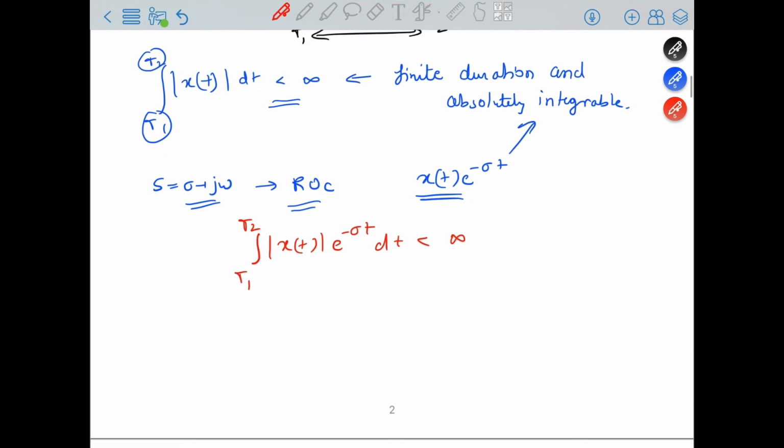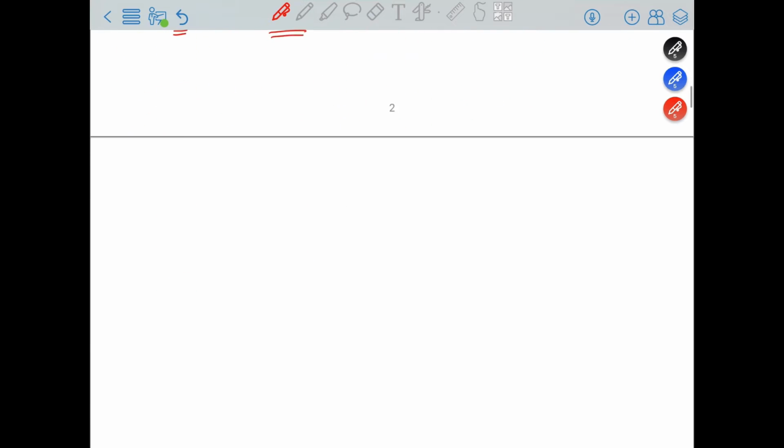If we put sigma equals 0, we get this form back. This value becomes 1, so we directly get the integral from t1 to t2 of mod of x(t) dt, which should be less than infinity. So s will be in the ROC. This is pretty much clear: if sigma equals 0, then s is in the ROC.